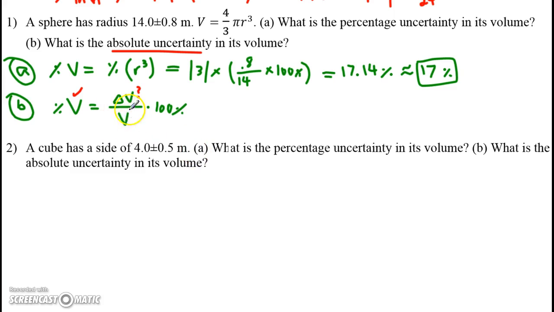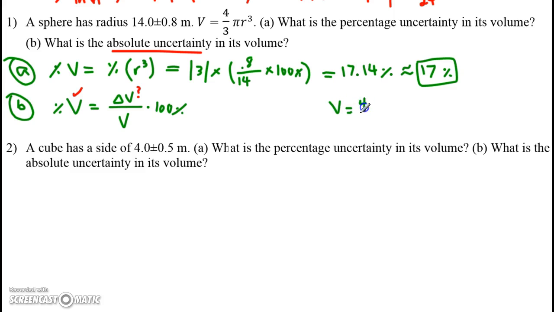Volume we can find using the equation here, 4/3 pi r cubed. So we know what r is, we find volume that way, we plug it in, and then we solve for delta V. Now, you want to show that step of calculating volume. I'll put it on the side. It's usually good to do it as a separate step.